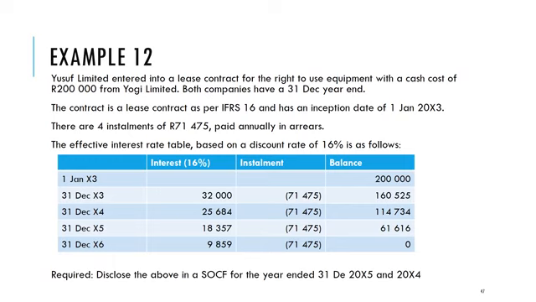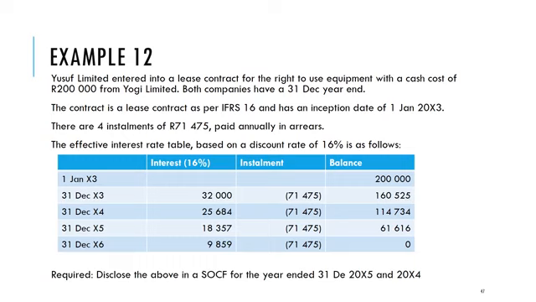And we finish off looking at example 12, where Yusuf Limited entered into a lease contract for the right to use equipment with a cash cost of 200,000 Rand from Yogi Limited. Both companies have a 31st December year end. The contract is a lease contract as per our IFRS 16 and has an inception date of 1st of Jan 20X3. There are 4 installments of 71,475 Rand paid annually in arrears. We're then given the effective interest rate table based on a discount rate of 16% as follows.